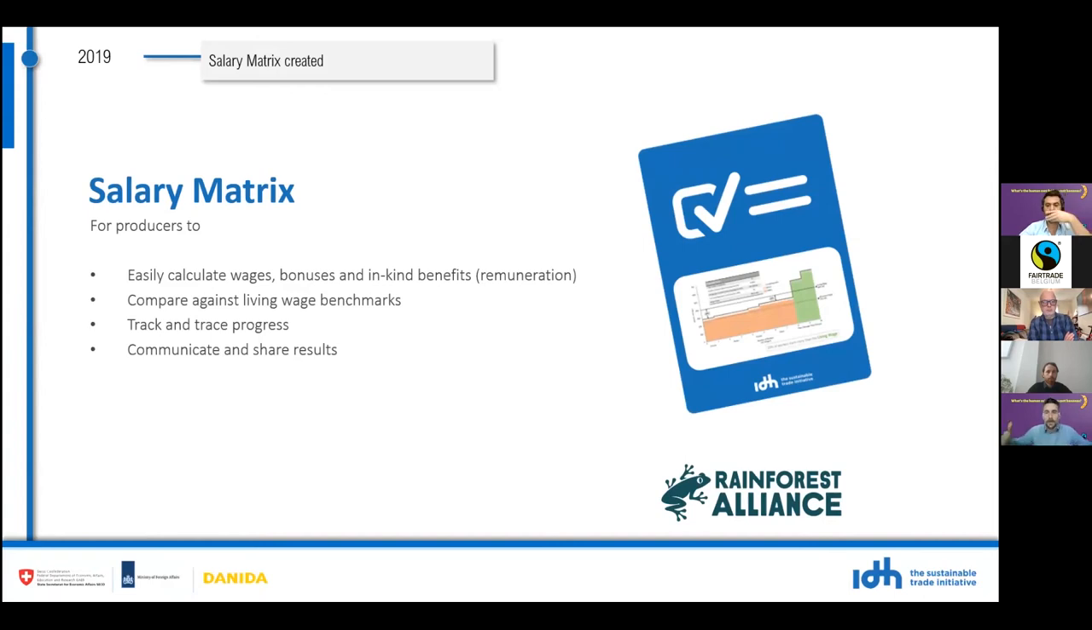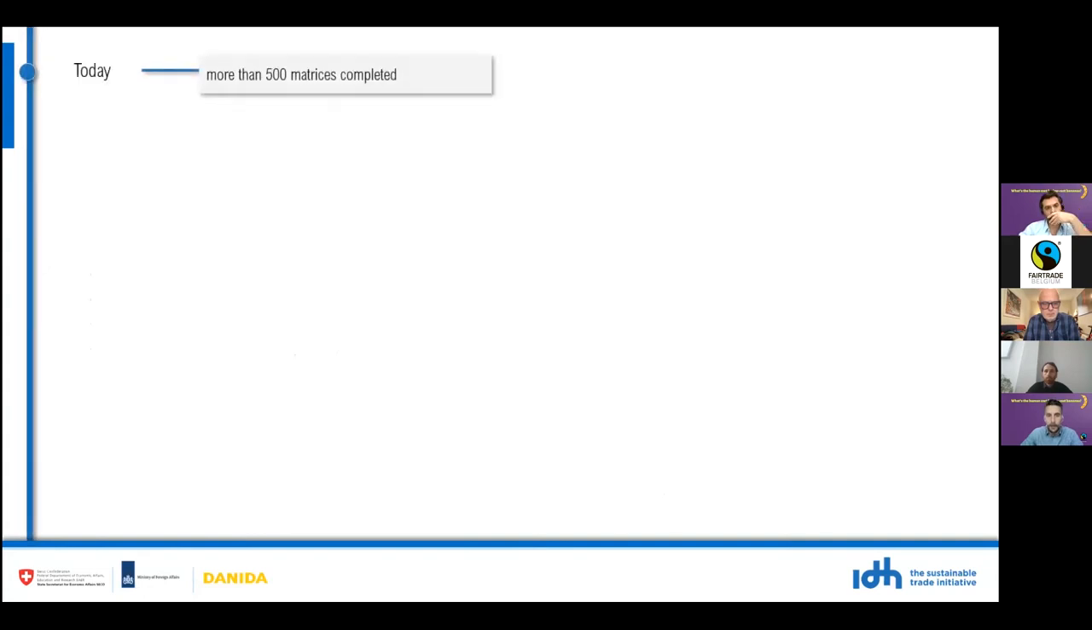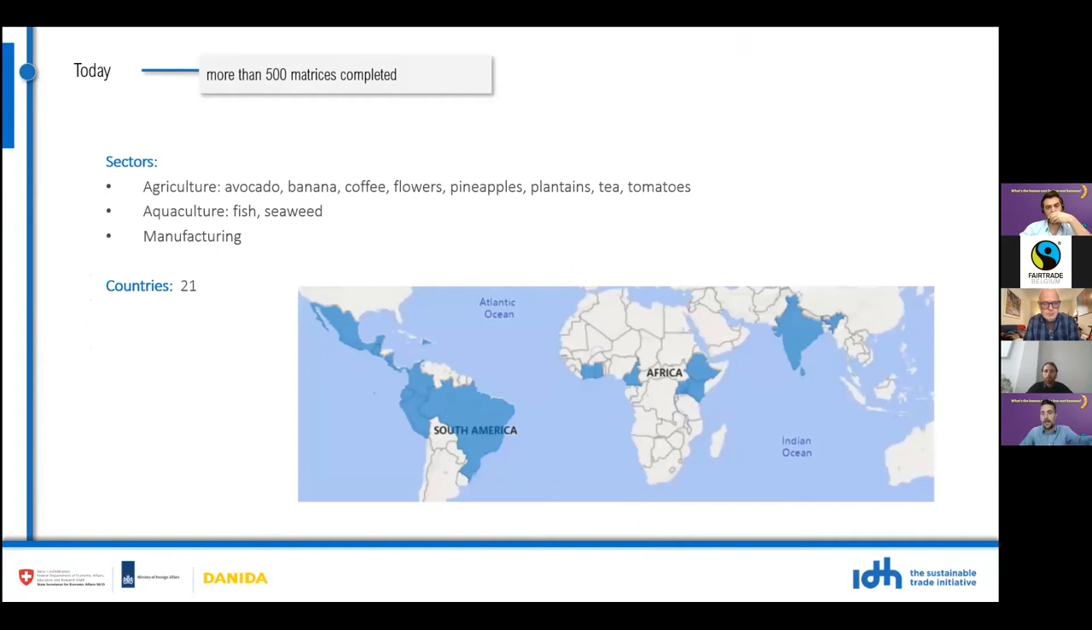So the salary matrix again allows us to really capture the wages, bonuses, and in-kind benefits, sometimes monetizing benefits that exist in plantations, to compare with living wage, and then to start making a plan. Since 2021, this salary matrix is also adopted by Fairtrade and Rainforest to feed into their strategies for living wages. So today, more than 500 salary matrices have been completed in different supply chains.